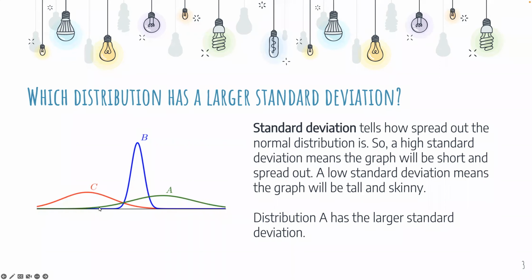A low standard deviation means the graph will be tall and skinny, like B. So you see how the distribution goes from this point in here all the way to this point in here. You see how small this area is, but how tall the graph is in terms of the peak. So for all these 3 graphs, A has the largest standard deviation, B has the smallest standard deviation: less spread for the blue one, the B, much more spread for the green, which is the A.